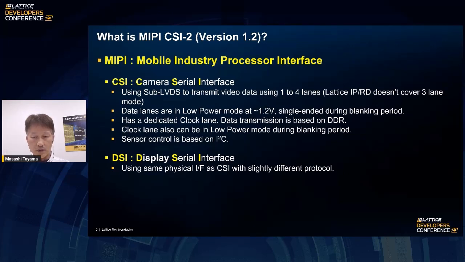DSI stands for Display Serial Interface, mainly used for display interface. It uses same PHY as CSI, but protocol is slightly different from CSI. Today, I'd like to talk about CSI-2. Lattice FPGA and IP support CSI-2 standard version 1.2.